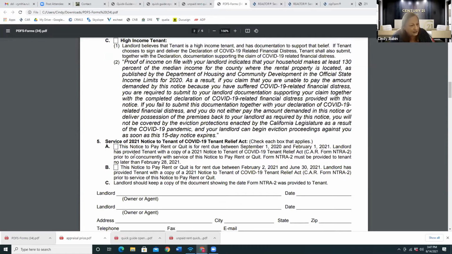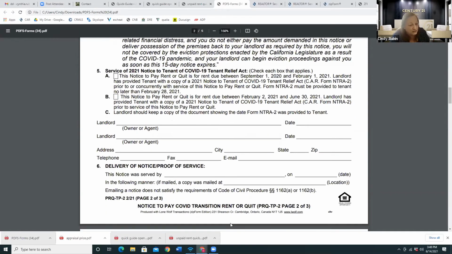Okay, again, service of the notice to the tenant under the Tenant Relief Act. The notice to pay rent or quit is for rent due between, again, September 1st, 2020 and February 1st, 2021. The landlord has provided the tenant with a copy of the other one, the NTRA 2, prior to or concurrently with service of this notice. So you can send them together. Okay, so you can send all of them together. The NTRA 2, this document, the notice to pay transition rent, and then the 2 documents it requires that you add to them.